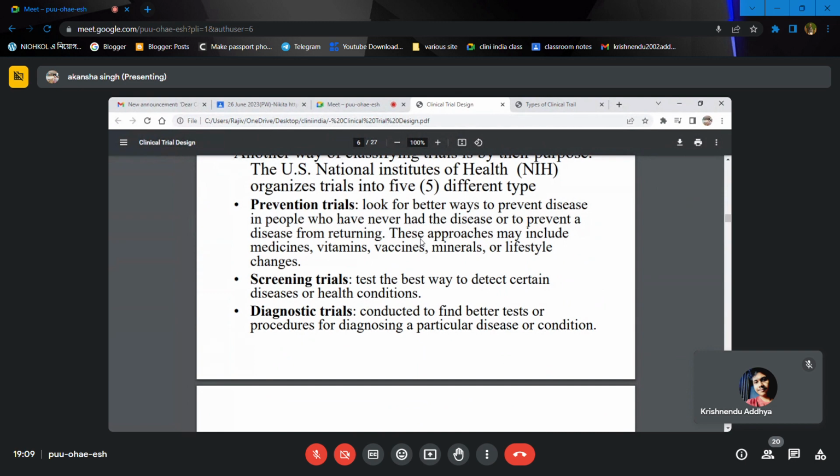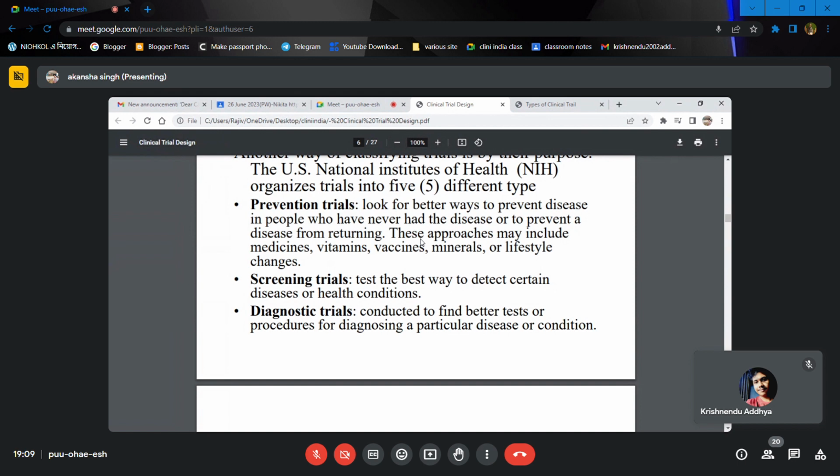So basically, we have five types of clinical trial. This is an important thing, the kind of thing that can be asked as an interview question: how many types of clinical trials do we have? First is your prevention trial. Any medicines, vaccines, or other trials we are doing to prevent the disease in people who have never had the disease, or to make sure the disease does not come back. Such trials come under prevention, meaning you are taking preventive actions.